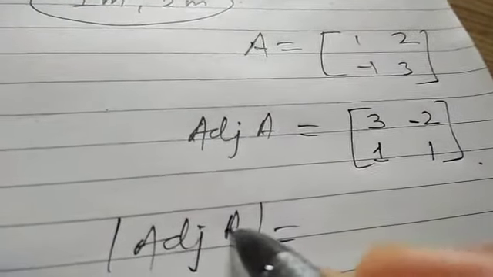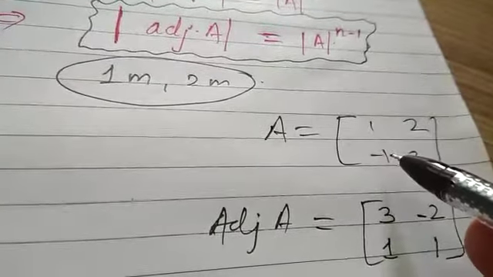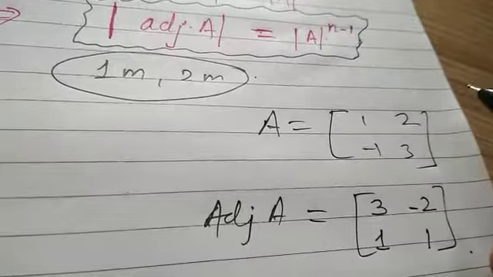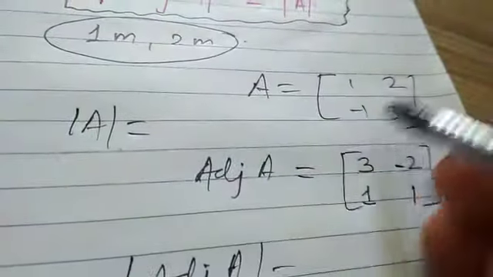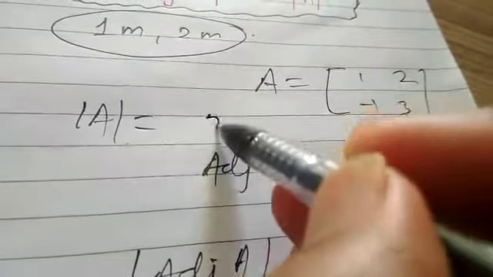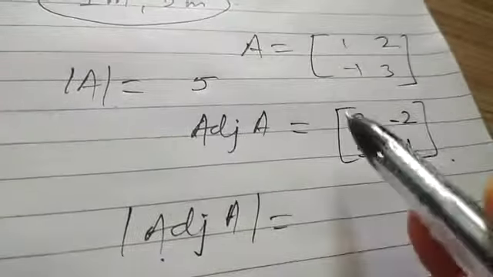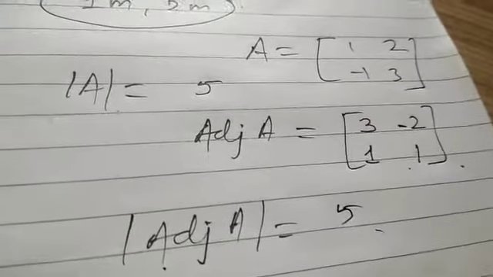And to find its determinant, you can relate like this. The determinant of adjoint of A will be this determinant raised to power 1. What is the determinant of this? Determinant A will be 3 minus of minus 2, that is 3 plus 2, that is 5. Now here I should get 5. Here also 3 plus 2, so here also I am getting 5.